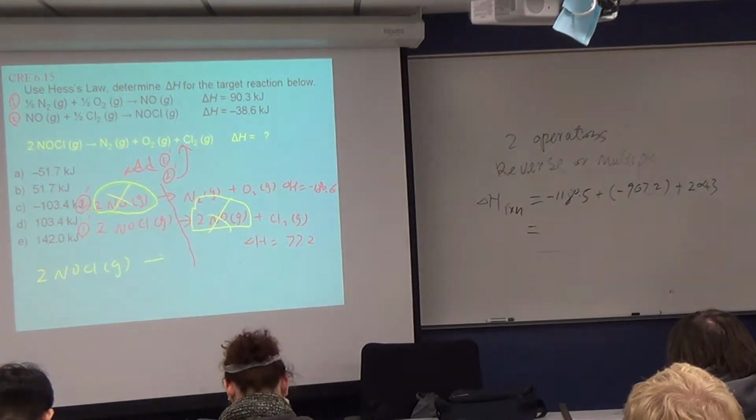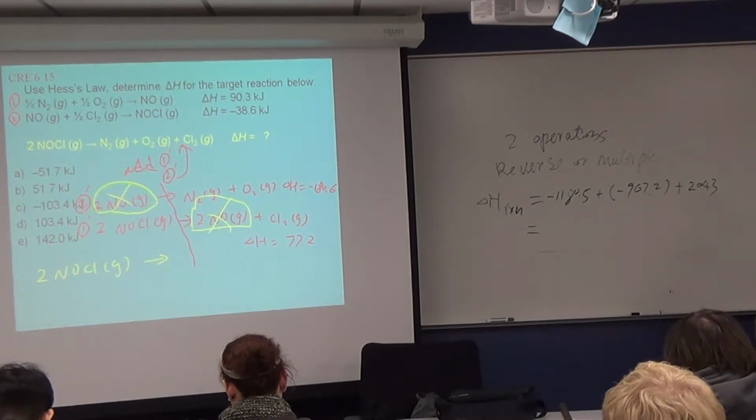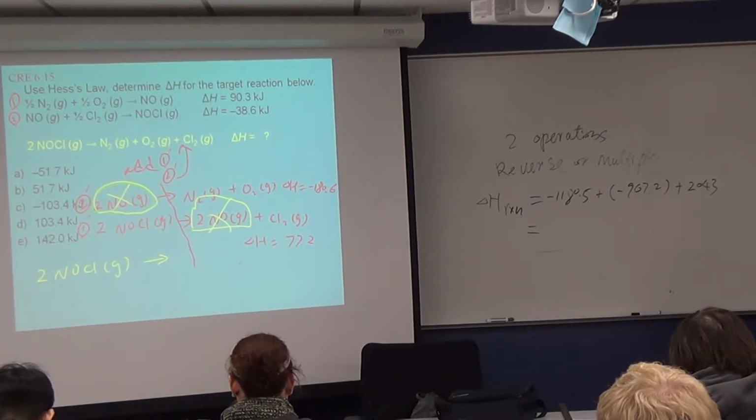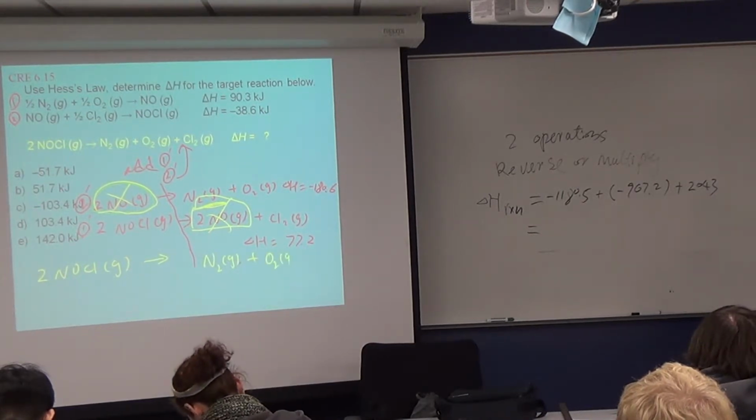So then that will be nice. What do we have left over on the right side? We have N2, even though I drew the line a little into that, but that means we can cut out the N2. And then what else do we have left over? O2. What else do we have left over?